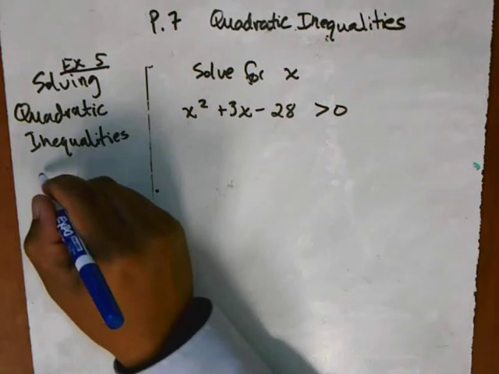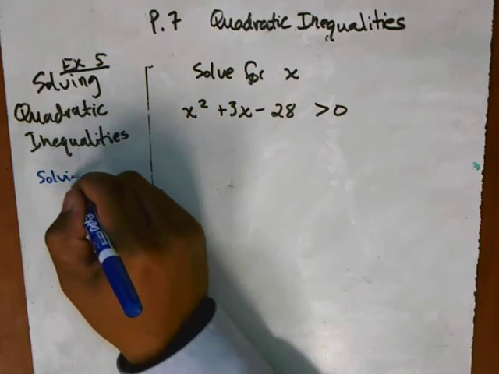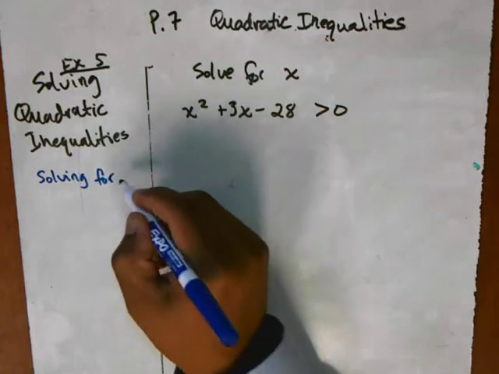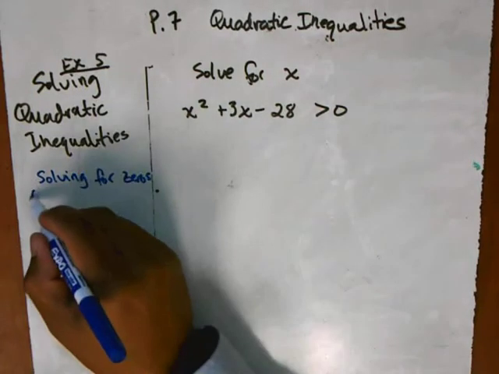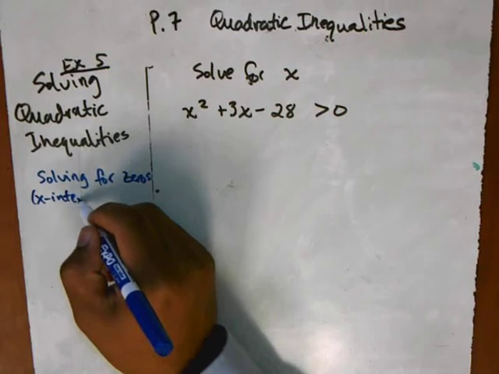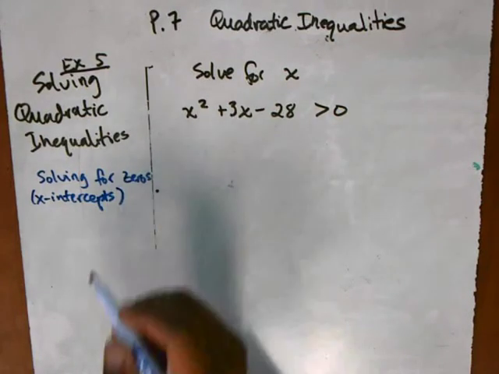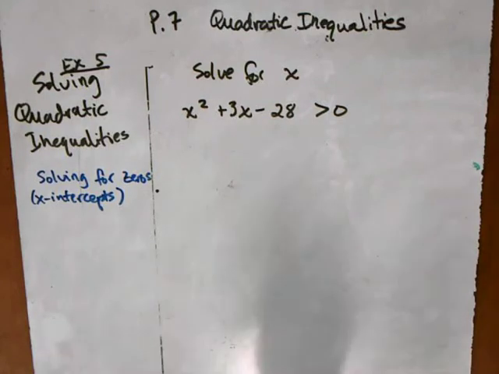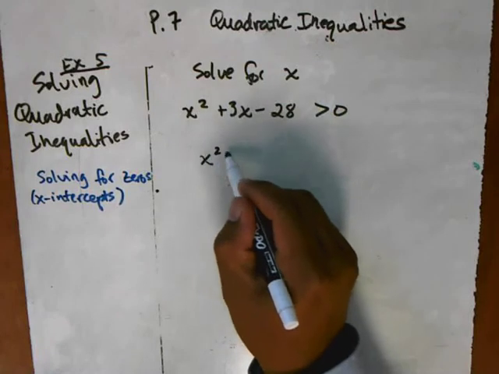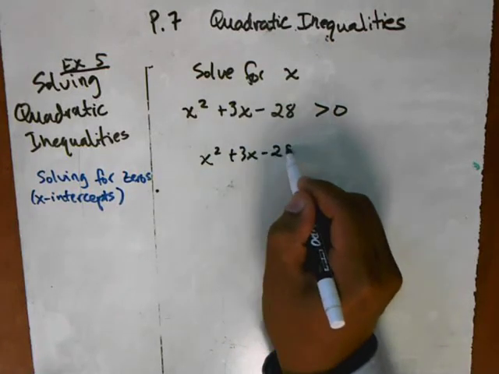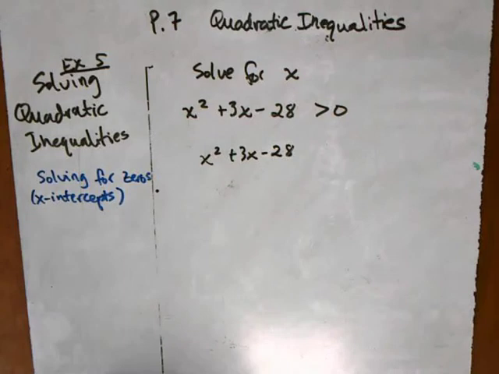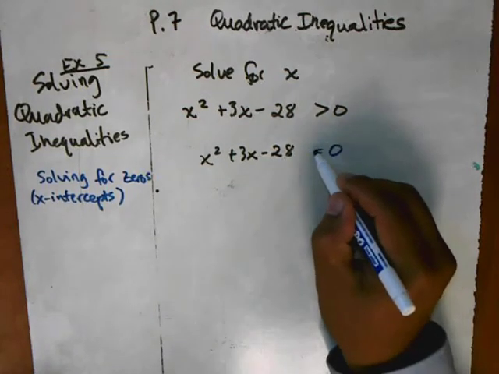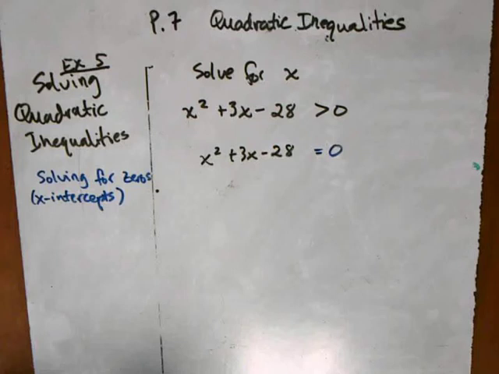So I'm going to start out by solving for zeros, or x-intercepts. In order to find out for which values this expression is greater than 0, I actually have to start by solving for when it is equal to 0. So let's try it. x squared plus 3x minus 28 is equal to 0. I want to find the x-intercepts first if I were to graph this. And so we can solve that.